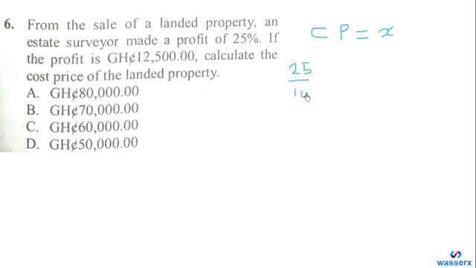Then we can now do the cancellations to get 500 times 100, and that will give us the cost price. That will give us the cost price to be equal to 500 times 100, which is 50,000 Ghana cedis. Therefore, the cost price is option D.